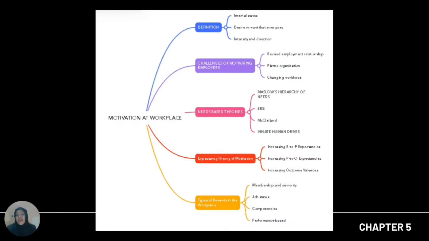Chapter 5: Motivation at a Workplace. The definition of motivation is the forces within a person that affect his or her direction, intensity, and persistence of voluntary behavior. Direction refers to moving toward achieving particular goals. Intensity refers to the willingness to put in effort to achieve the goal. Persistence refers to the amount of time taken to achieve such a goal.